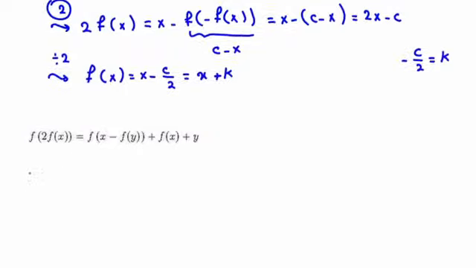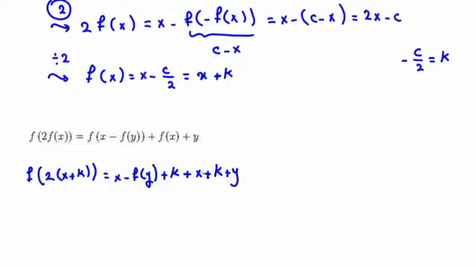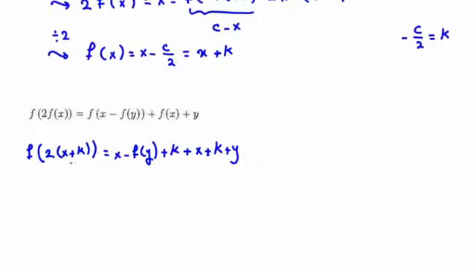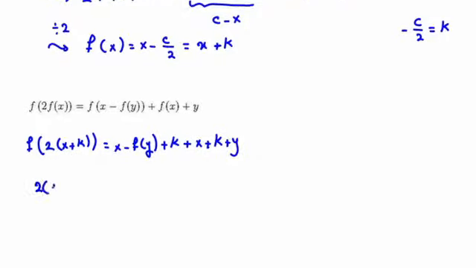Okay, I use this. I say it is f of 2f of x. F of x is x plus k, equal to f of this part. It will be x minus f of y plus k. And the next one is x plus k. And the next one is y. So here, if we use this part again, left side is 2 times x plus k by this definition, plus k equals x minus, here we can write y plus k plus k plus x plus k plus y.